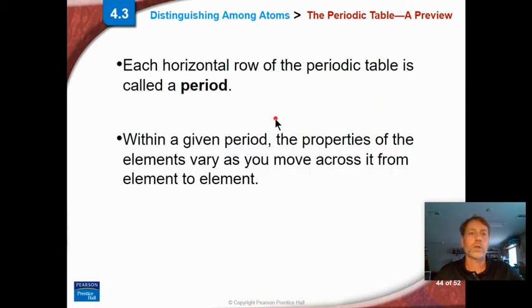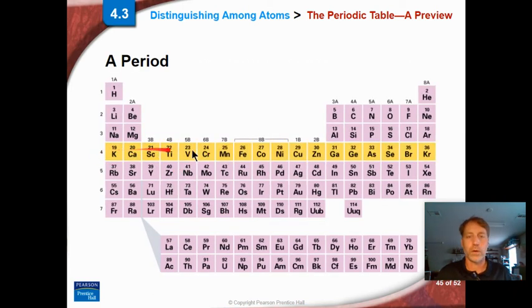And so each horizontal row is what's called a period, meaning that as you move across, they act similar to one another as you go across. So here's what a period is. It's a row. So this would be period number 4, because it's number 4 here. So potassium, calcium, vanadium, chromium, manganese, iron, cobalt, nickel, all of these are trying to achieve the same goal. They're trying to be like this last one on the period, krypton. Kr is krypton. All right.